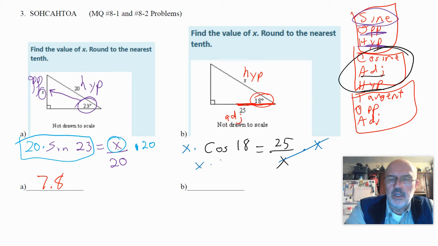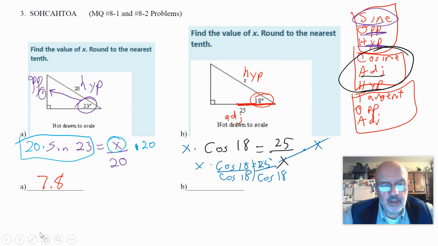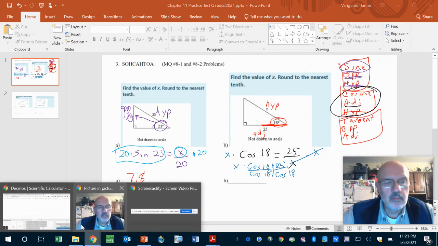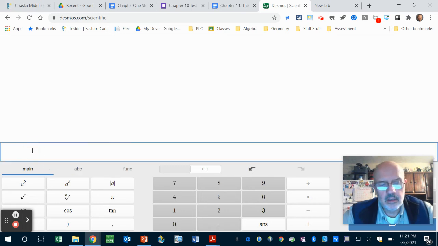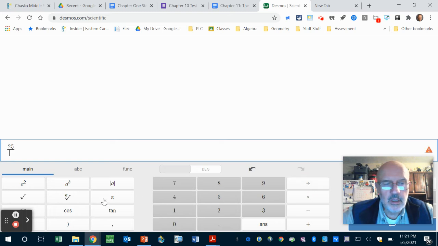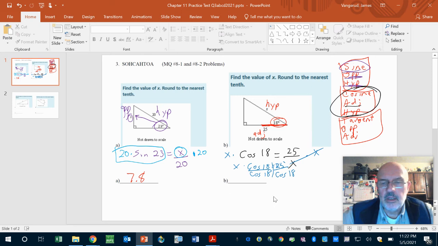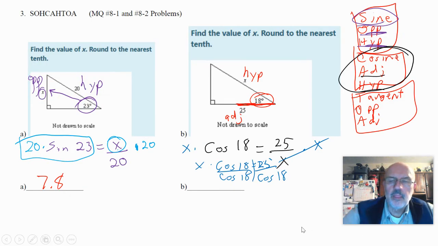That'd give me this equation, x times cosine of 18, which is a number, equals 25. So now we can divide by the cosine of 18. So we'll go back to the Desmos calculator and do 25 divided by the cosine of 18 and see what we get. And it's telling us that it's 26.3, which is correct. So you can put that one in there, 26.3. So x equals 26.3.